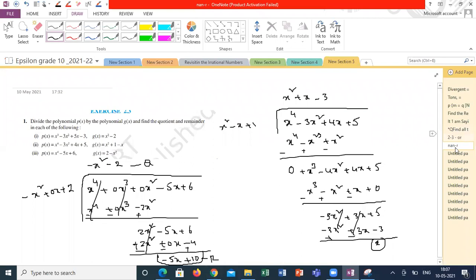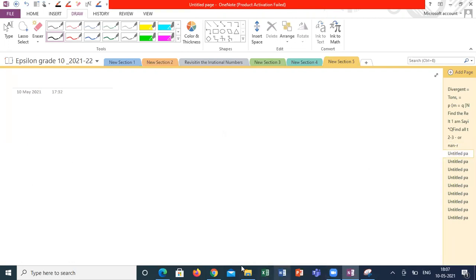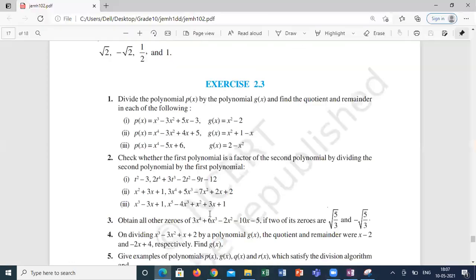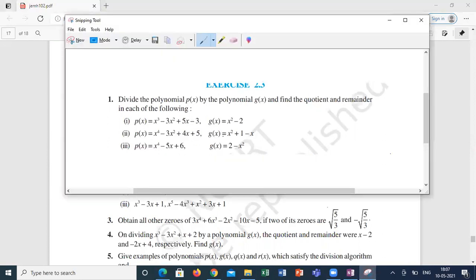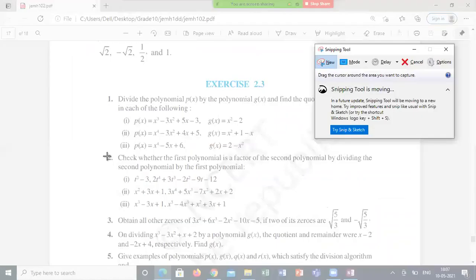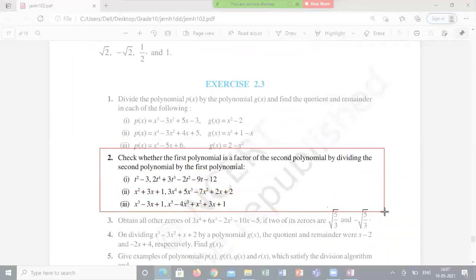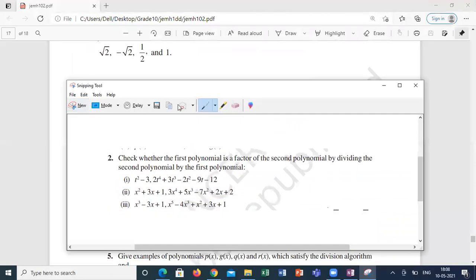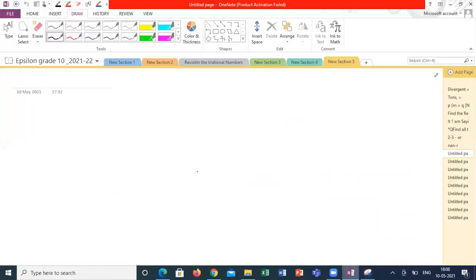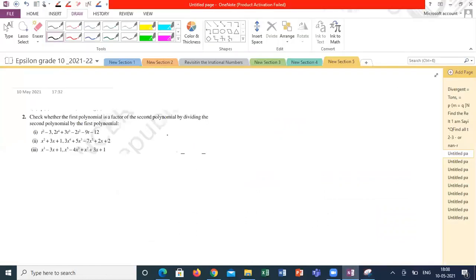The next question is related to the remainder theorem. He is asking us to verify whether the given polynomial is a factor of another polynomial or not. We can do it in two methods. One is the long division method, the second is the remainder theorem. Long division method is simple. If we find the remainder is 0, it is a factor.